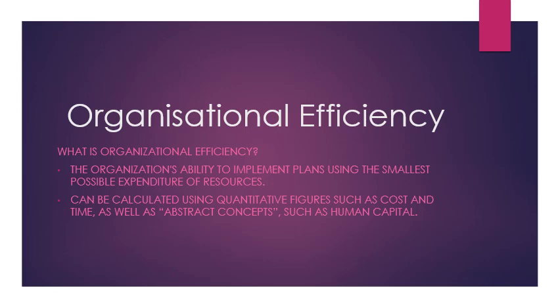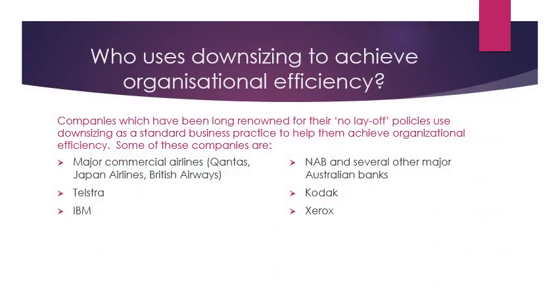Downsizing is a common action undertaken by businesses and large-scale corporate organisations with goals such as cost-cutting, maintaining market share, productivity, and organisational efficiency. Some examples of companies that achieve organisational efficiency through the use of downsizing are major commercial airlines such as Qantas, Japan Airlines and British Airways, Telstra, IBM, Kodak, Xerox, the National Australia Bank and several other major Australian banks which have long been renowned for their no layoff policies, who use downsizing as a standard business practice to help them achieve organisational efficiency.